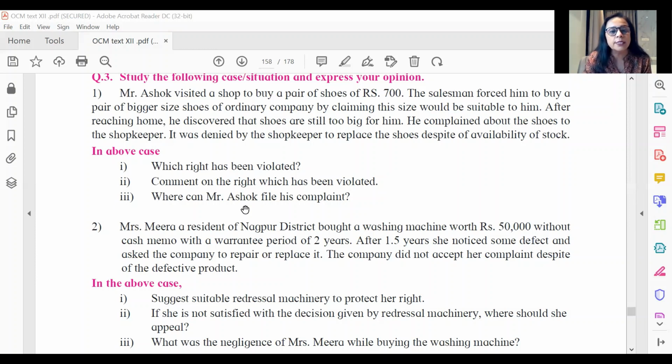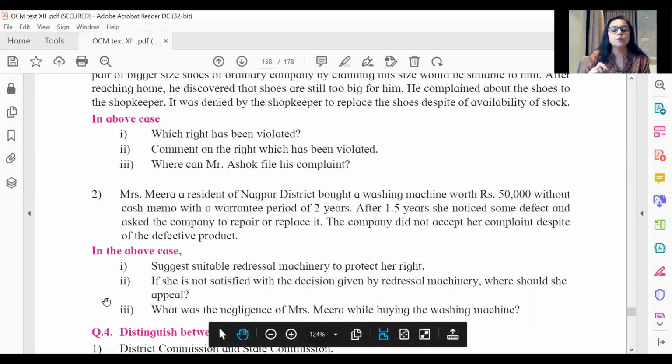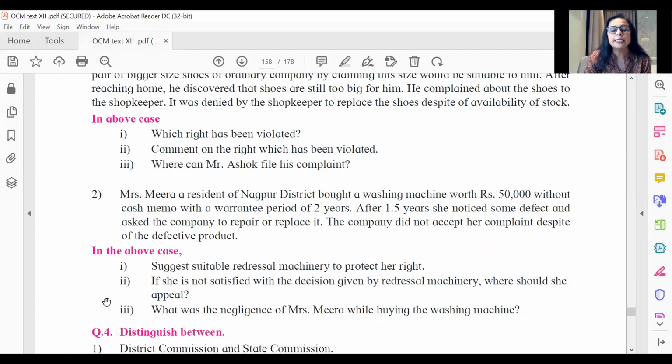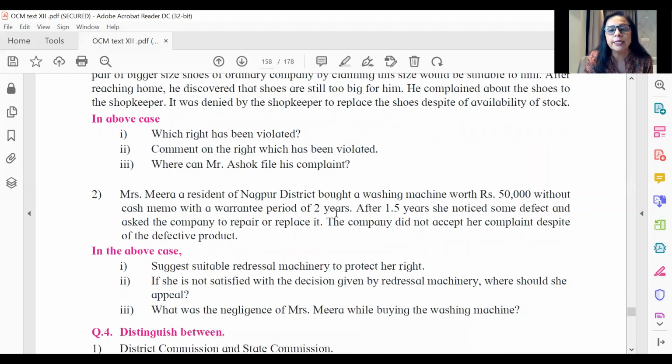I would like you to take a look at the second question, though you see the third question in this case study is from a topic which has been deleted, that is responsibilities of consumers. We will still take a good look at it. So Ms. Meera has bought a washing machine of 50,000 without a cash memo. So she did not ask for a bill. And her washing machine was under a warranty period of 2 years. Before 2 years ended, there was some defect in the washing machine and she asked the company to repair it and replace it. The company did not accept her complaint despite the product being defective.